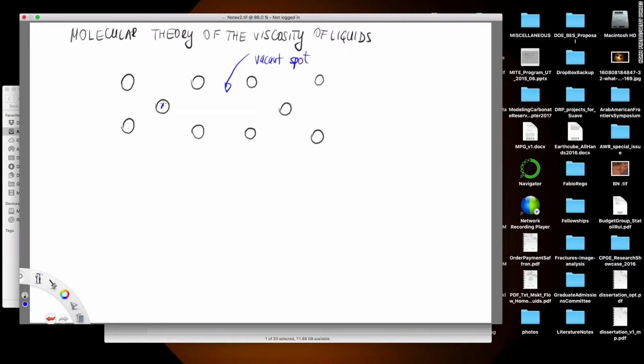And I'm going to call this molecule 1. I'm going to pay attention to what it is doing. And this distance, I'm going to call A. This is the width of a basic cage, if you will. I'm going to call this layer A, layer B, layer C. And there's some separation between these layers, which I'm going to refer to as delta. This is the Greek letter delta.